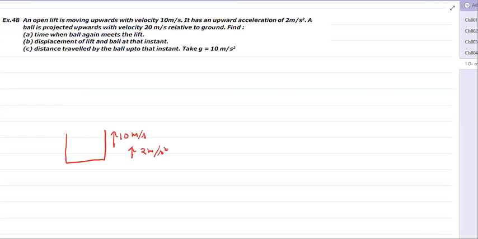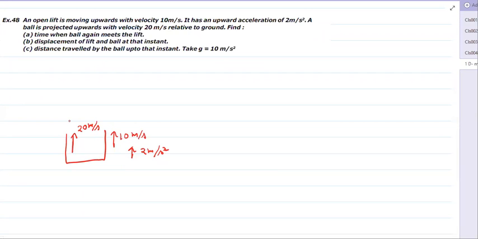Relative to ground. Okay, 20 meter per second relative to ground means the ball is projected upward at speed 20 meter per second with respect to ground. Time when ball again meets the lift. So for this, you can see that since the lift itself is moving, the ball is also moving. We should consider the relative motion.